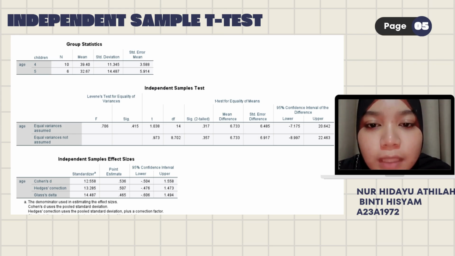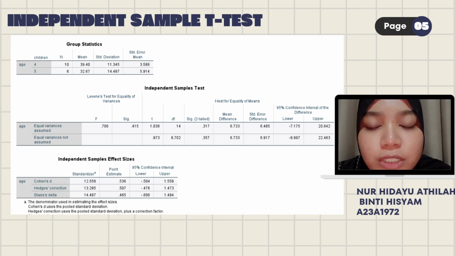Based on the group statistics table, we can observe the mean age difference between the two groups. The group with 4 children has a mean age of 39.4 with a standard deviation of 11.345. The group with 5 children has a lower mean age of 32.67 with a standard deviation of 14.487. Next, we look at the independent sample test.